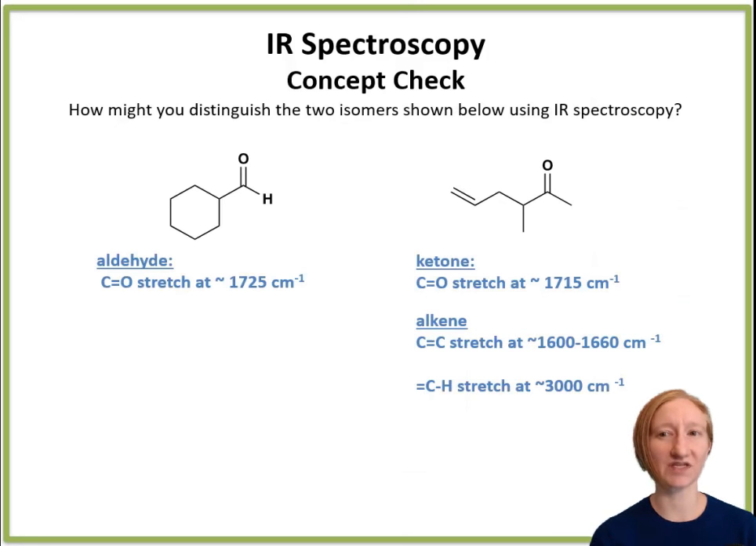So you would look for these key stretches in the IR spectrum in order to distinguish between the 2 isomers shown.